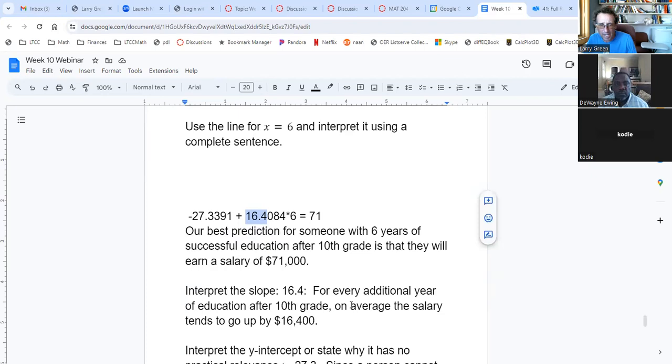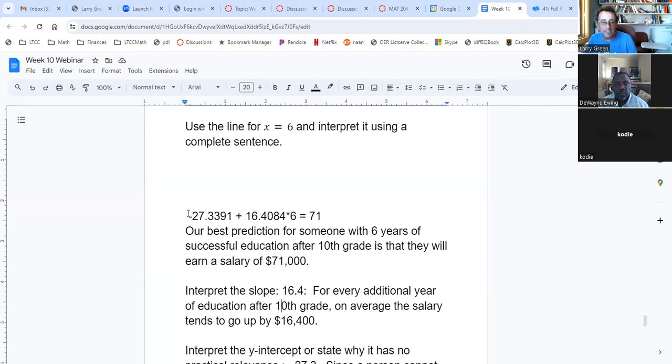Notice that we're talking about an average. We're talking about a tendency. We cannot say that if somebody goes to college one more year, their salary by age 30 will be higher by 16,400. You can't do that. All you can do is talk about it as a prediction and a tendency. Any questions on that?